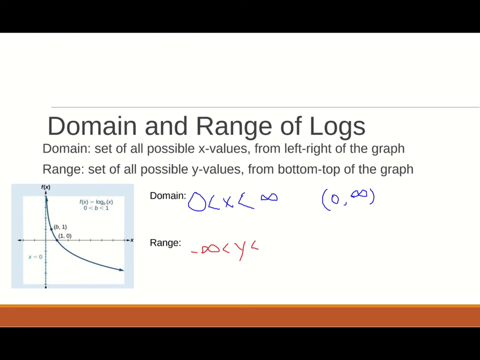And then as we go up to the top, the arrows tell us that it continues on forever. So once again, that will be infinity. So our range, another way of writing it, is parentheses, negative infinity, comma, infinity. And that would be our domain and range for this log function.